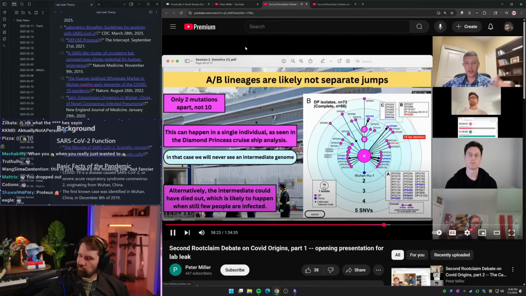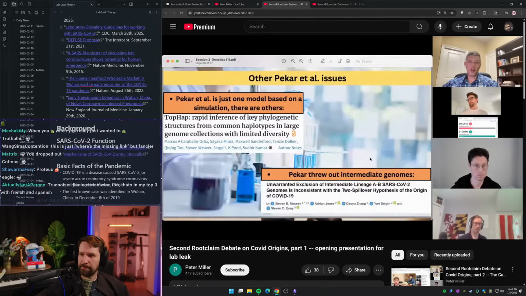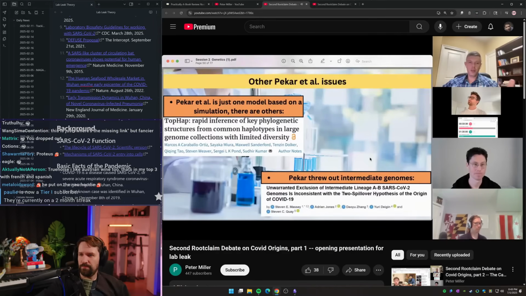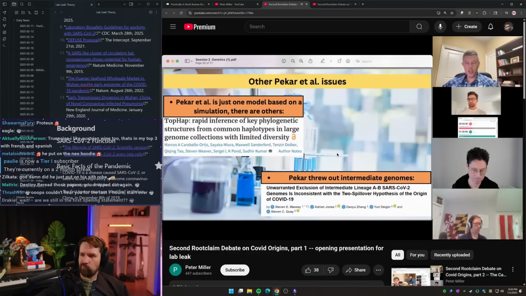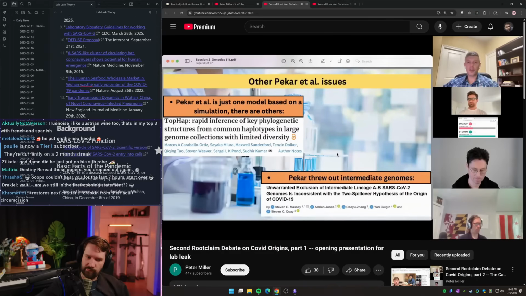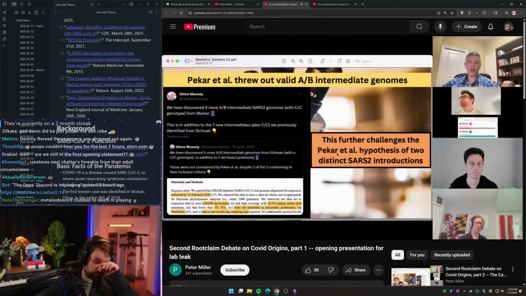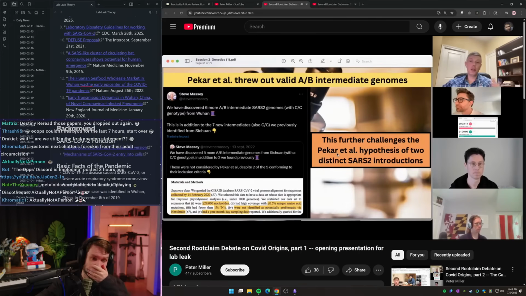It's entirely possible that with a single introduction, you can have someone evolving 2 mutations, like the difference between lineage A and lineage B. I think Picard are the only ones positing 2 introductions; there are several other models, and none of them have 2 introductions. Moreover, as we've shown in our paper, Picard threw out many intermediate genomes that we think are valid and should not have been thrown out. And after they published the paper, we found several more intermediate genomes from Wuhan itself that weren't included in the Picard model, and I think should have been.